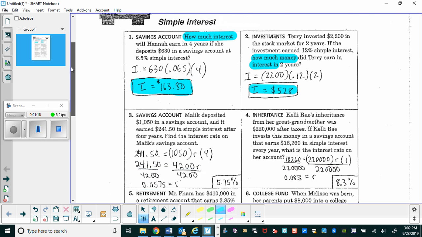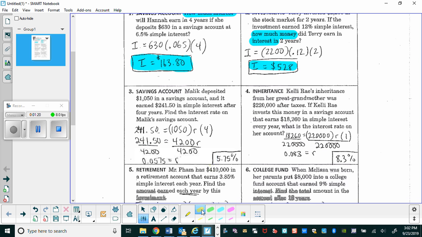Now, questions 3 and 4 are kind of like those volume warm-up problems where we're trying to find the interest rate, so we're solving for R. What is the interest rate? So we're solving for R. And in both of these cases, they actually tell you how much interest it already had earned, which is why this time we're putting this number in for I. Same thing over here. It tells us how much money the account had earned in interest. So it's telling us kind of like the answer part of up here.